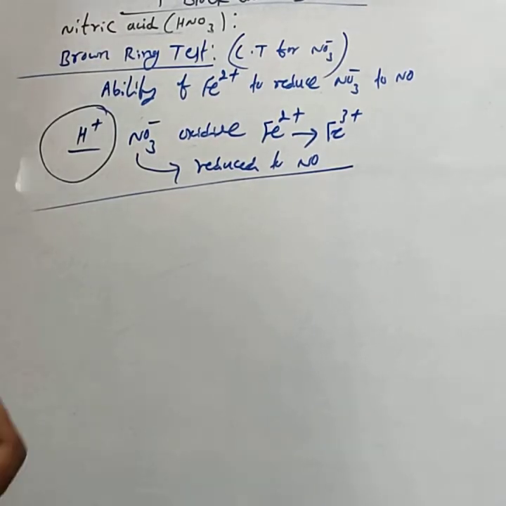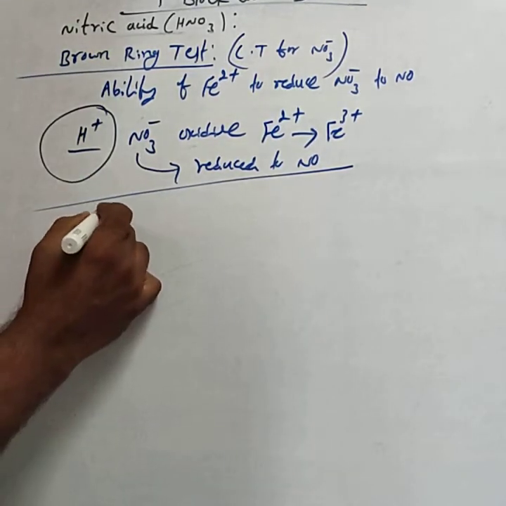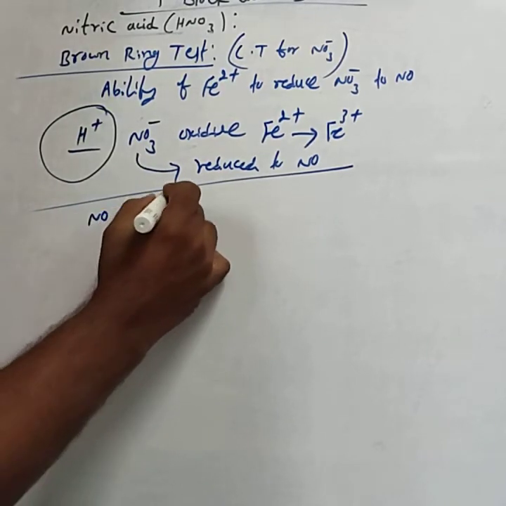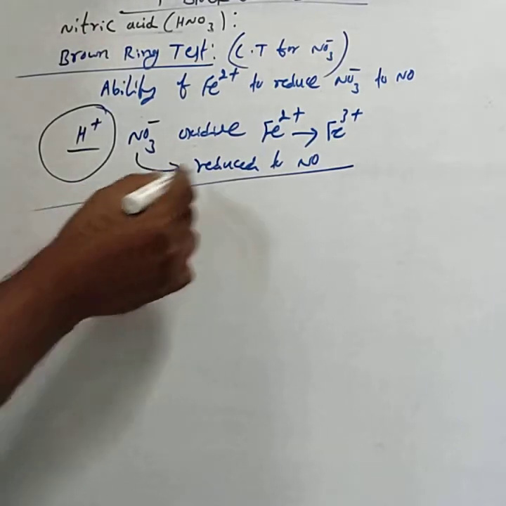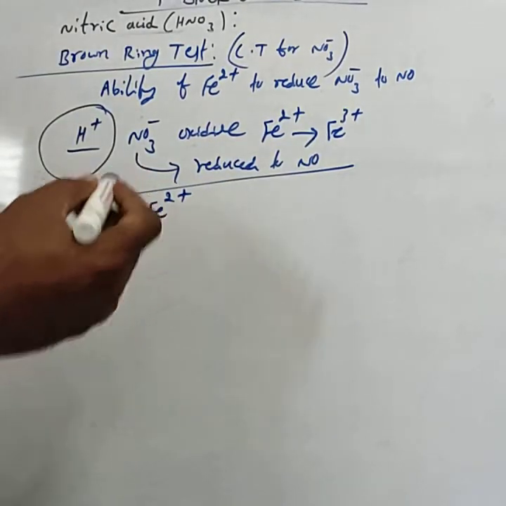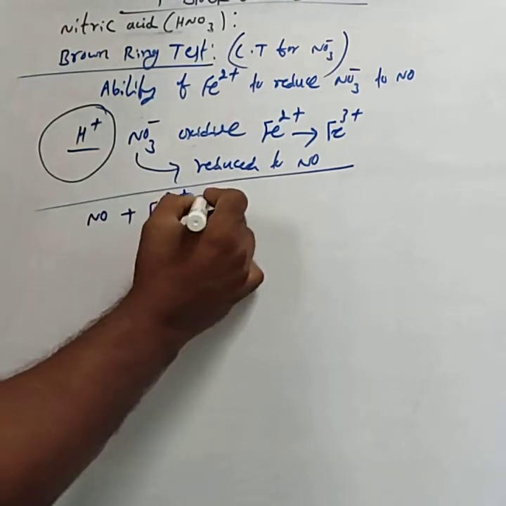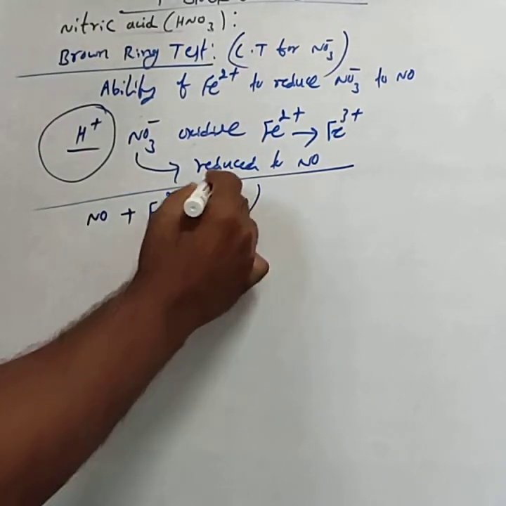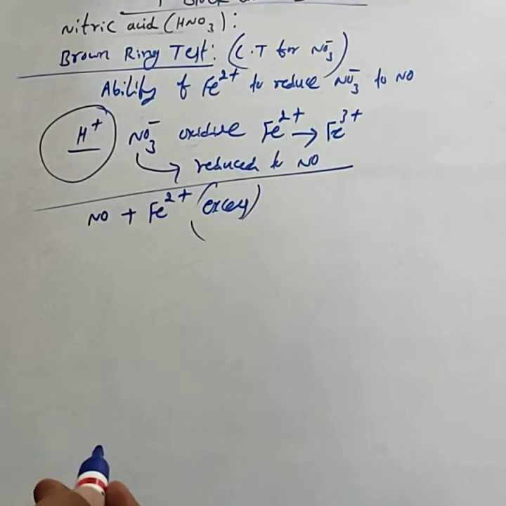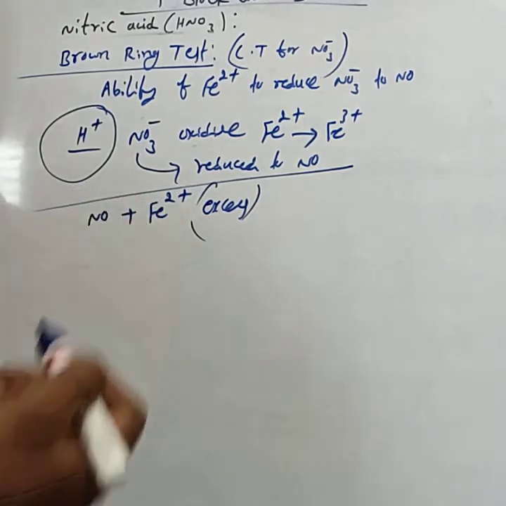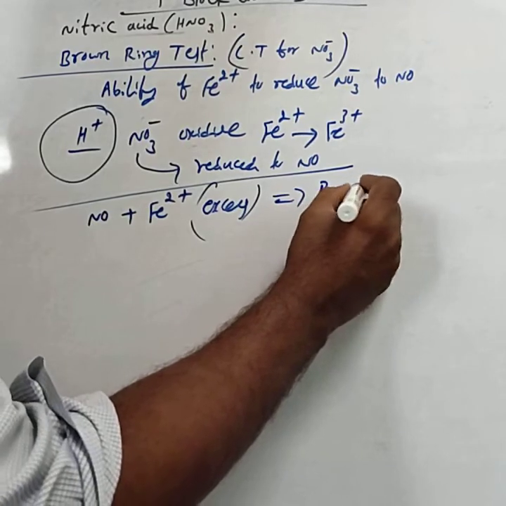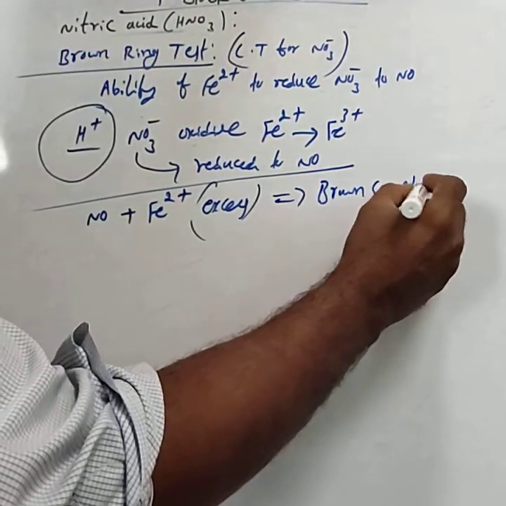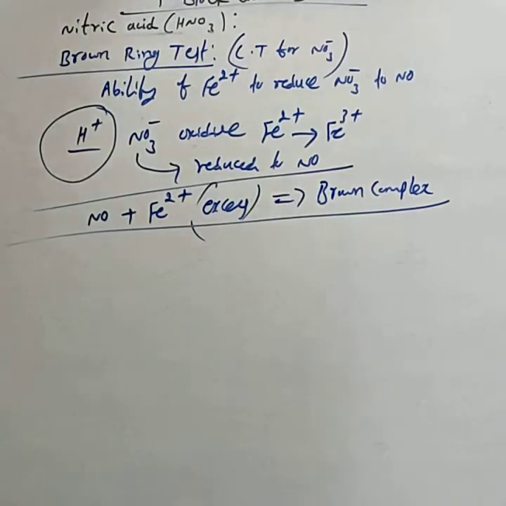Then this formed nitric oxide reacts with the ferrous ion which is present in excess. We are using freshly prepared ferrous sulfate. If ferrous ion is present in excess, the formed nitric oxide reacts with ferrous ion to form a brown complex. That is, the brown ring is formed. This is the brown ring test.